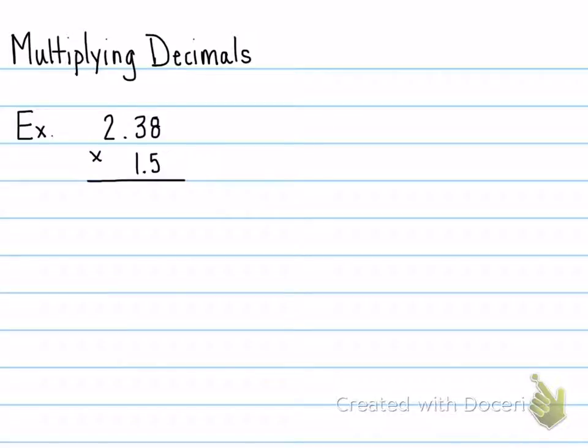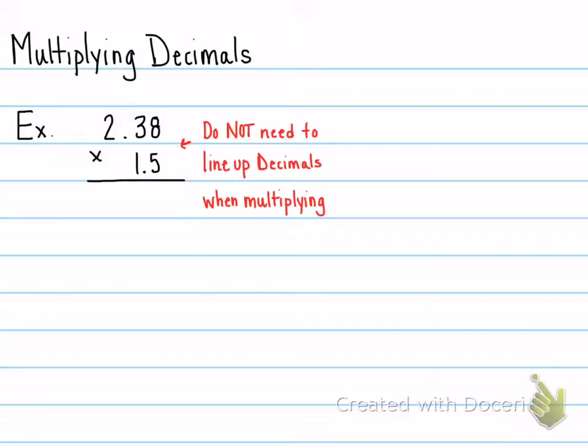Now, we've already learned how to add and subtract decimals, and when you add and subtract decimals, the decimals have to be vertically lined up in the problem. You will notice in this one, you do not have to line up the decimals. So we are going to use the standard algorithm, just like the decimals aren't there.